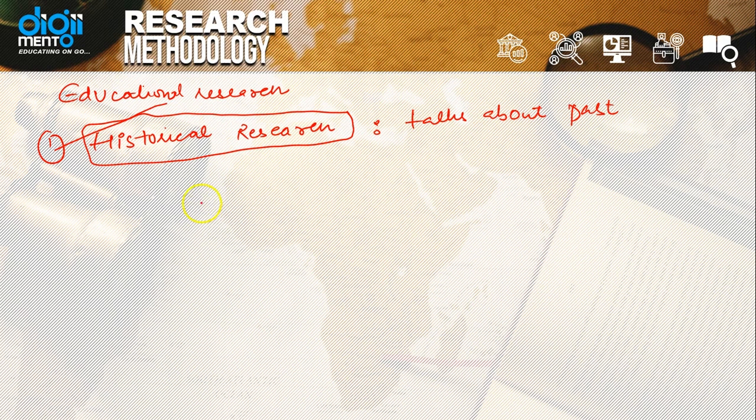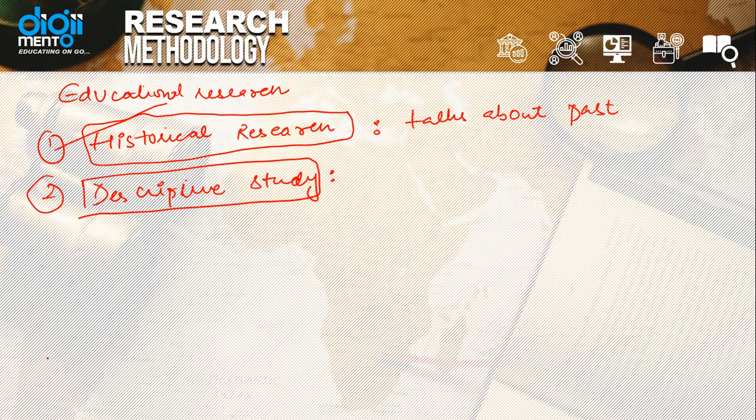Now the next one is qualitative descriptive research and quantitative descriptive research. Before going to those, let's talk about the descriptive study. In exams, most of the time you find that the name is ex post facto research.